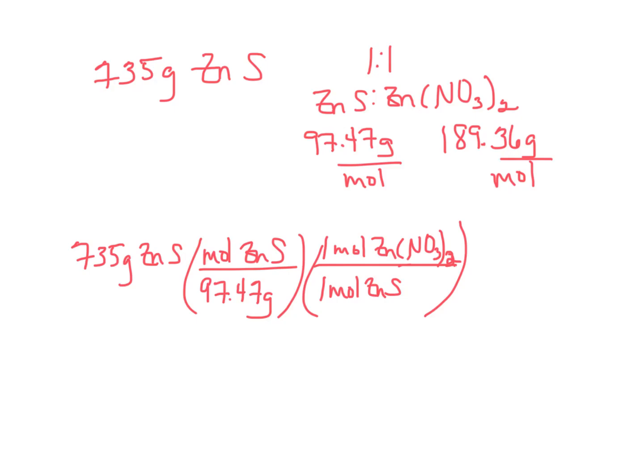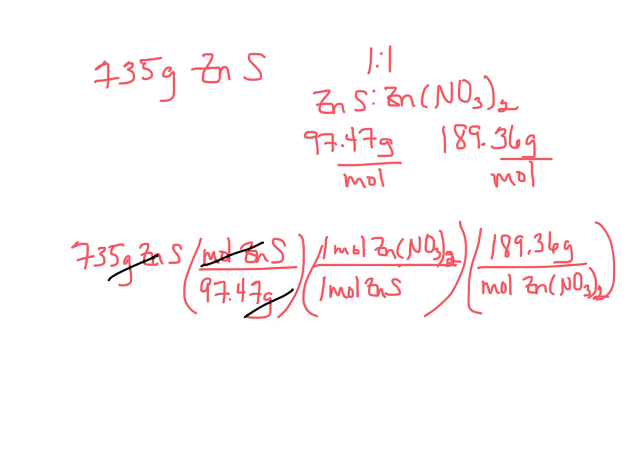Now I have 1 mole of zinc nitrate. Now I can use my molar mass of 189.36 grams per mole of zinc nitrate to get to the grams of zinc nitrate. Before I do the calculation, I'm going to cancel out grams and grams, moles of zinc sulfide, moles of zinc sulfide, moles of zinc nitrate with moles of zinc nitrate. And what I'm left with are grams of zinc nitrate, which is what I'm trying to find in the problem.